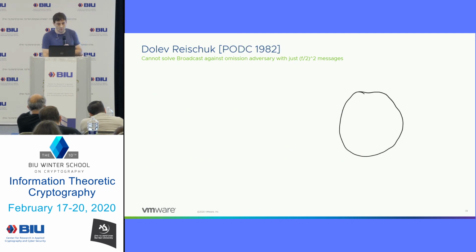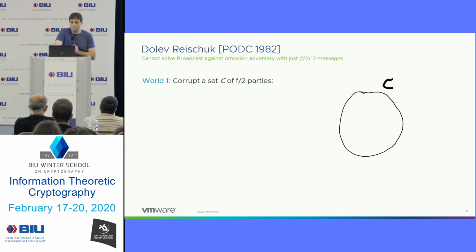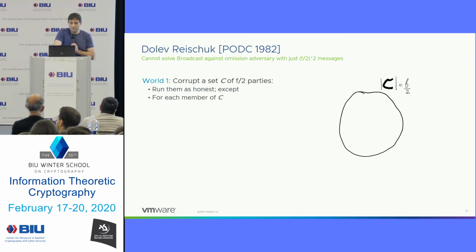So here's the attack. You choose a set C of f over 2 parties, and here's how you corrupt them. Basically, they run the same protocol, as if they're honest, and you make 2 different modifications. These modifications work even for omission failures. So each member of C, we're not going to allow them to send messages between themselves. If a message is sent between 2 members of C, we're going to block it. This is an omission type behavior.